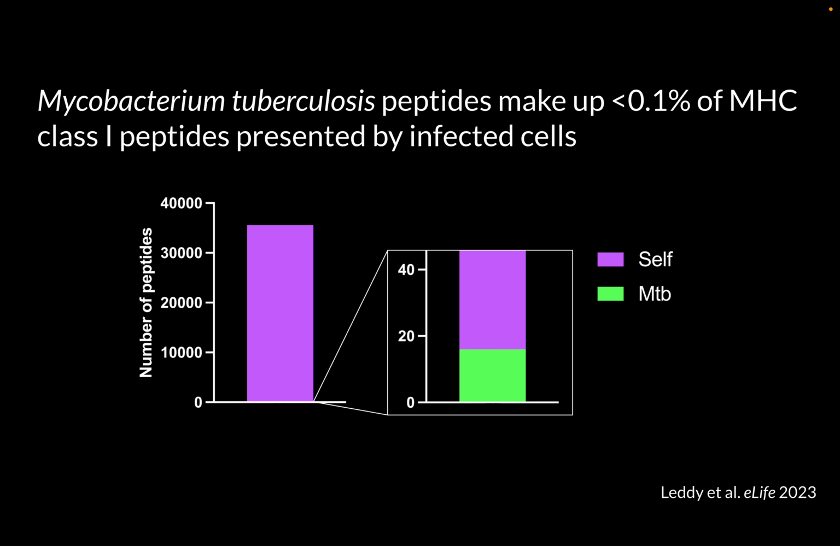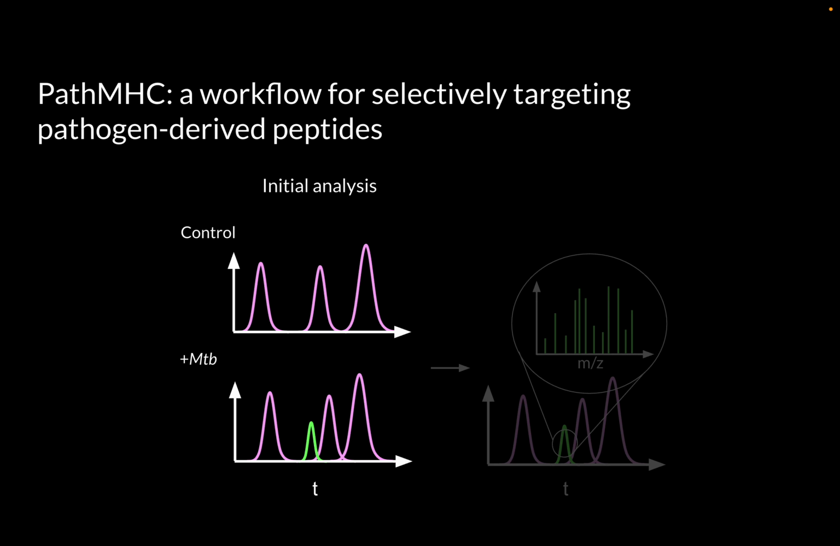One limitation of this method, however, is that untargeted mass spec methods end up identifying mainly self-antigens. In our prior study, MTB antigens made up less than 0.1% of all identified peptides presented on MHC class 1. In this study, we developed a workflow called PathMHC that can help more selectively target pathogen-derived peptides in immunopeptidomics studies.